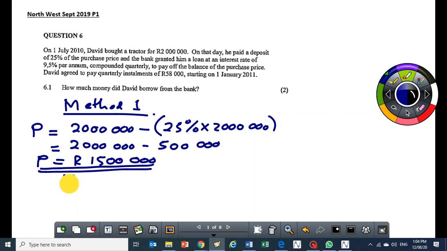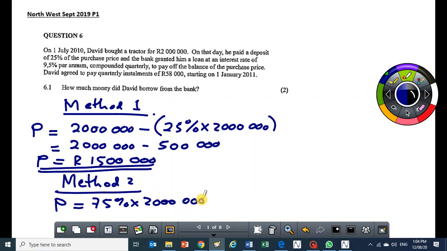Method 2 is the shortest. We can just calculate 75% of 2 million. So we'll say P is equal to 75% times 2 million. And that will give you 1,500,000. So any of those two methods will work. The amount borrowed accumulates interest for 1 quarter. So we are going to use the compound interest together with the present value formula.